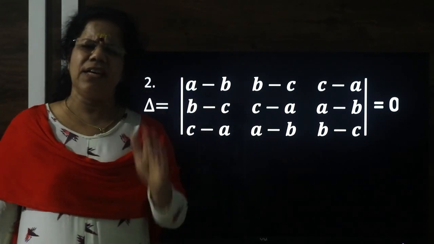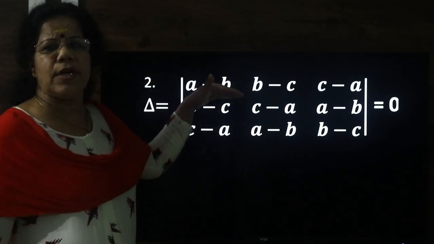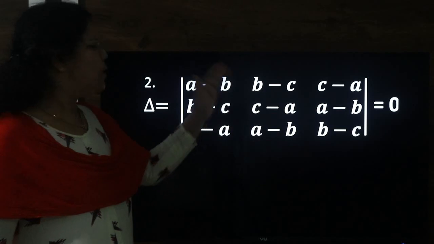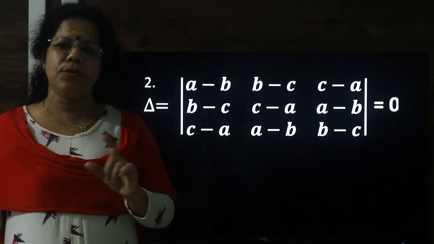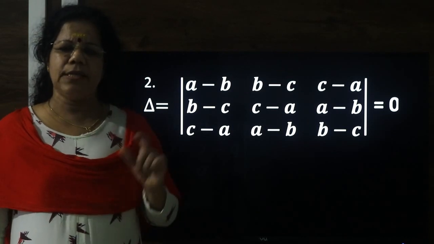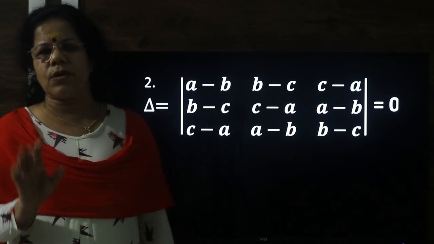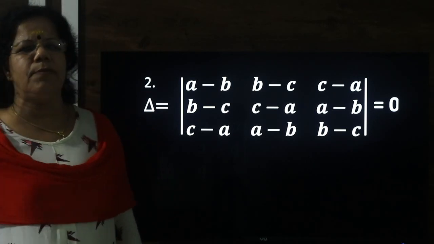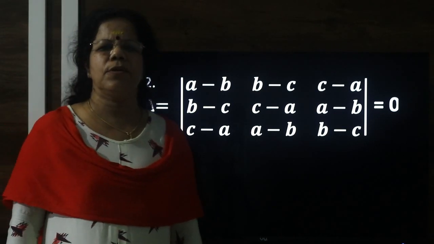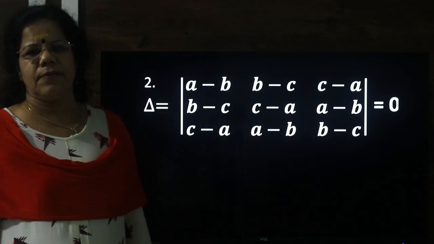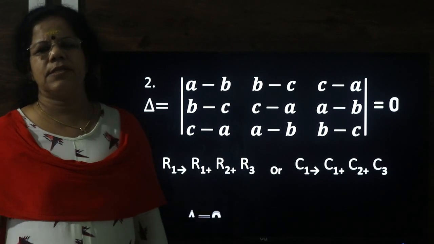It is not necessary that C1 alone changes. If you do some changes for R1 or R2 or R3 or C2 or C3, the same operation, C3 changes to C1 plus C2 plus C3 or R2 changes to R1 plus R2 plus R3, then also definitely that particular row will be 0 or that particular column will be 0. So when one column or a row is equal to 0, the value of the determinant is 0. Let us see that here the same operation is used. R1 changes to R1 plus R2 plus R3, C1 changes to... delta is equal to 0.